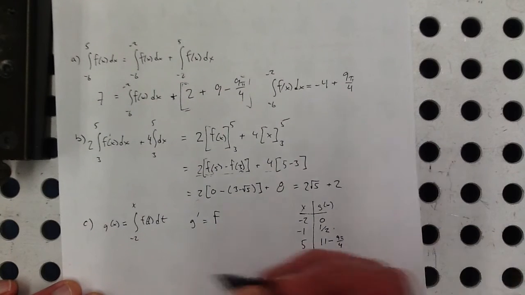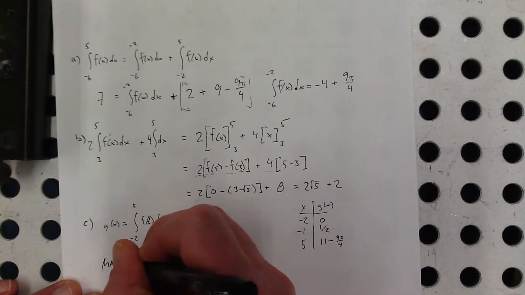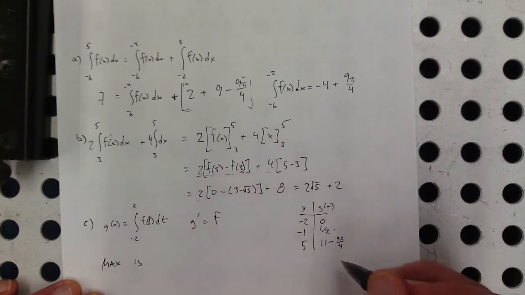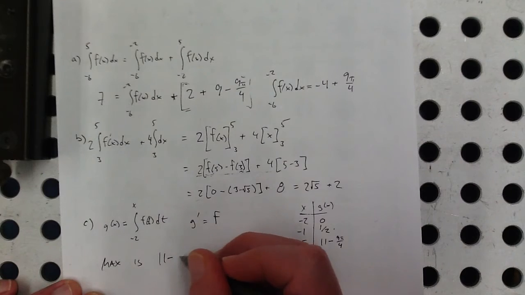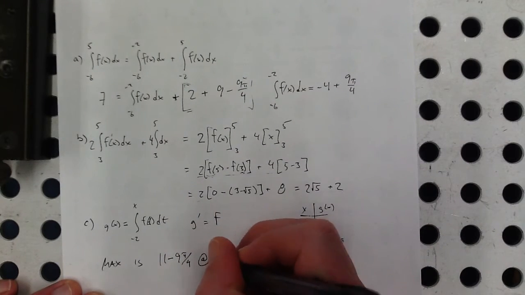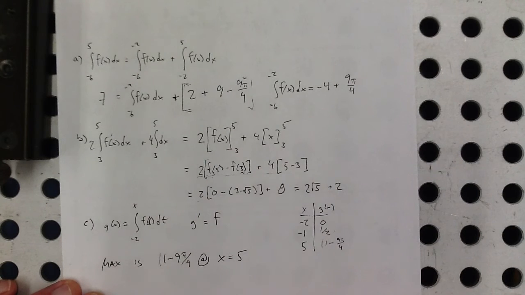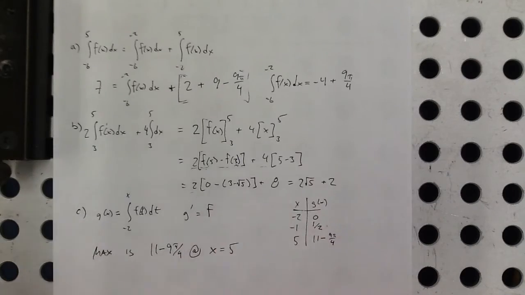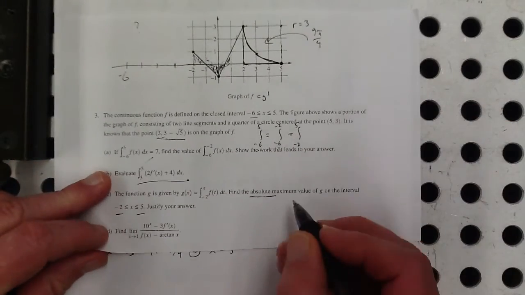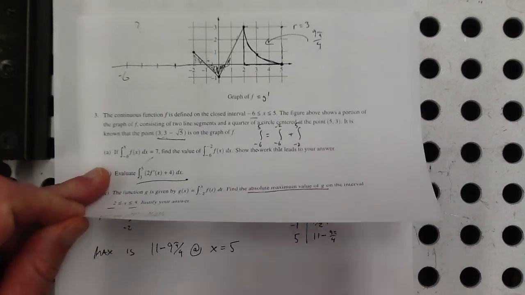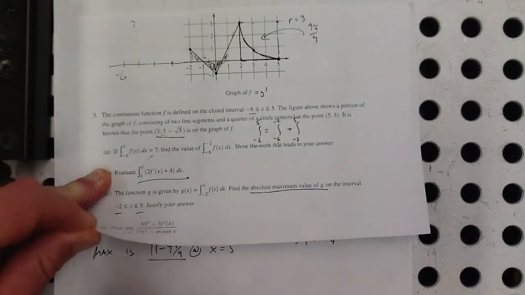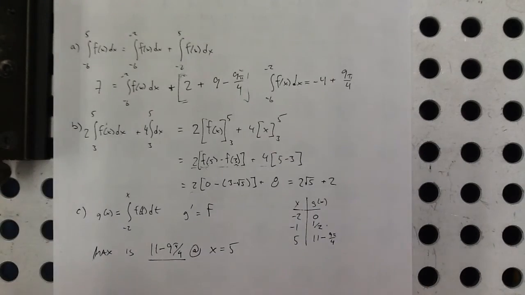So the max is, I'm going to give both answers. I'm going to say what it is, and I'm going to say where it happens. Because now I don't care what they asked for. I've got both versions of the answer. In fact, they did want the absolute maximum value of g. That would be this. But I'm always going to give both, because then I got my bases covered.